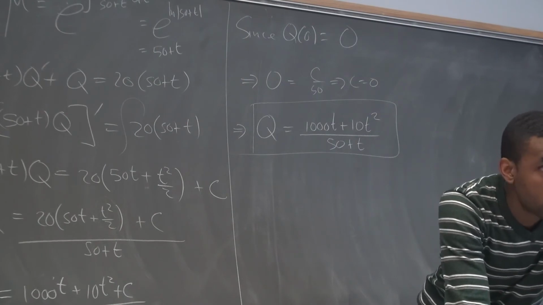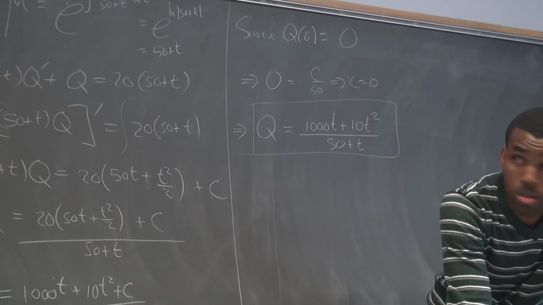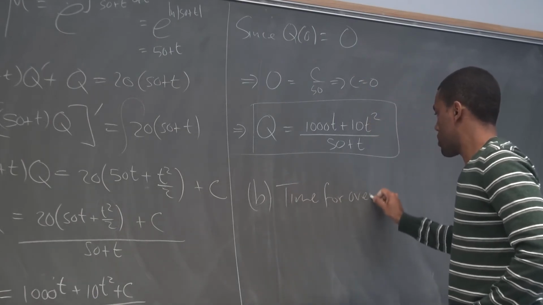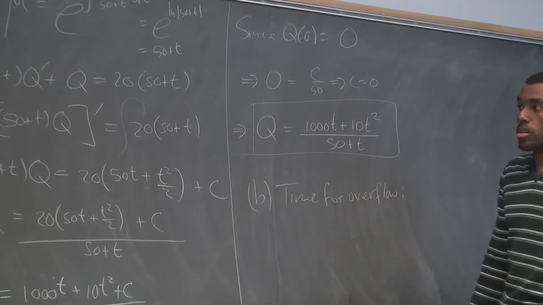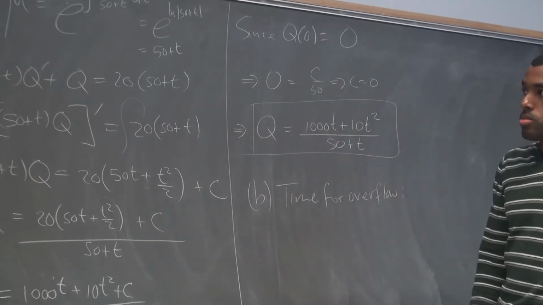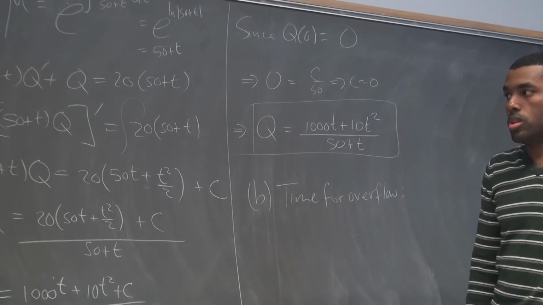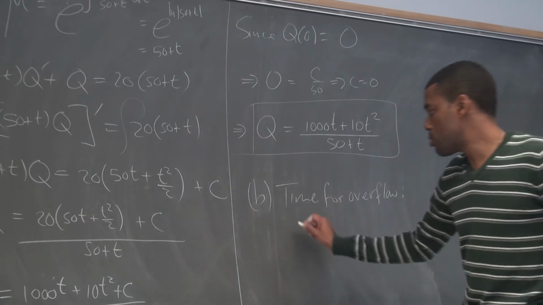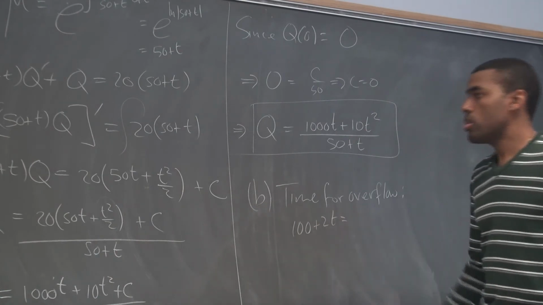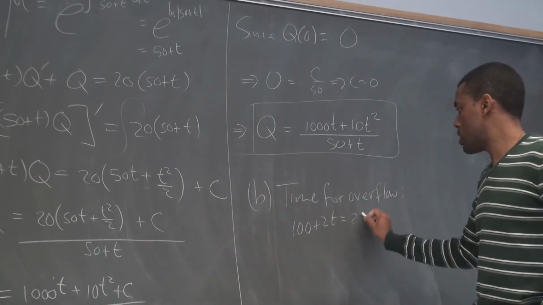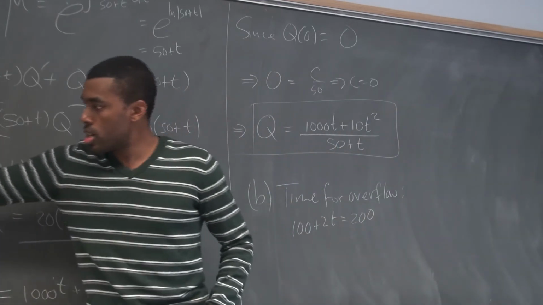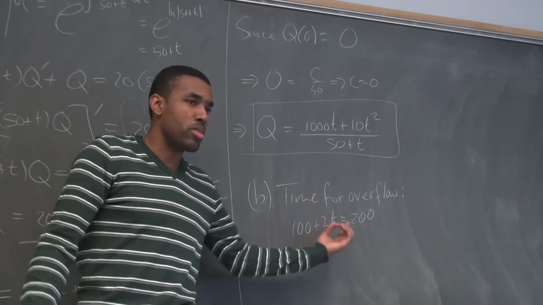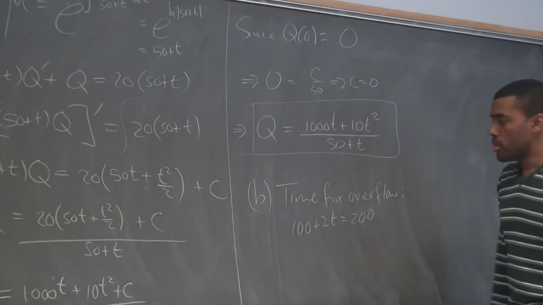How do we do that? We first have to find the time it takes for it to overflow. Time for overflow is what? No, V. What is the volume? 100 plus 2t. What do I want that to be? 200. Be careful: when you reduce here, it doesn't change what the original volume function is. You can't use the 50 plus t, because you would be using half the volume instead of the whole volume. So now I just solve for t.